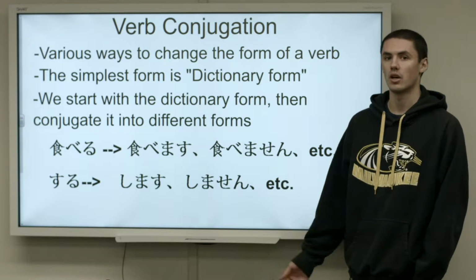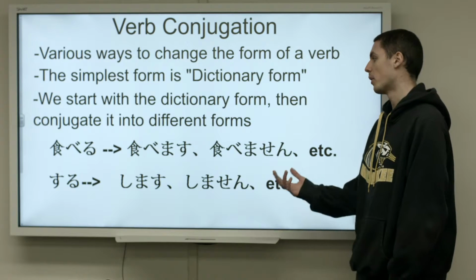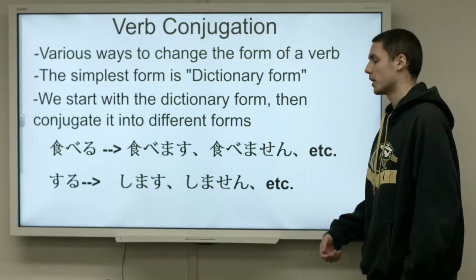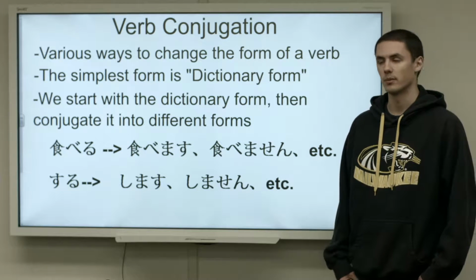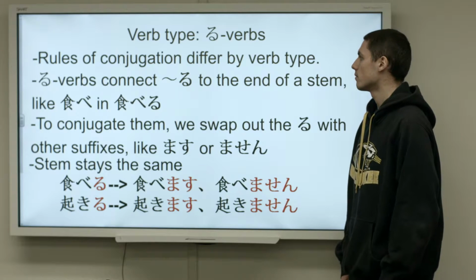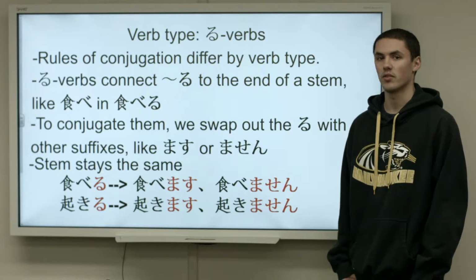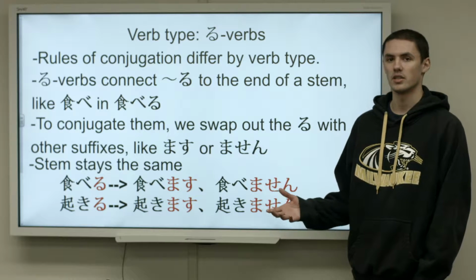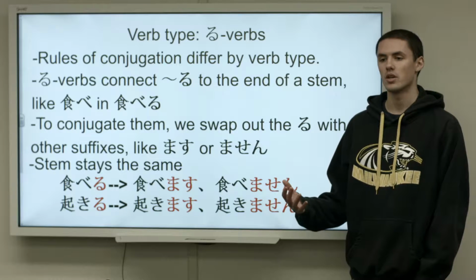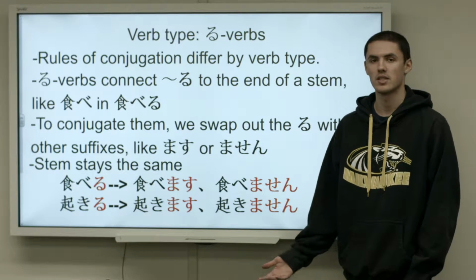And there are countless other ways to conjugate verbs, but today we'll be talking mainly about mas and masen, because those are the two simplest ways to conjugate a verb. So the rules of conjugation are different based off of the type of verb. So you classify these verbs into different groups, and those determine what you do to conjugate it, because it's different for all of them.